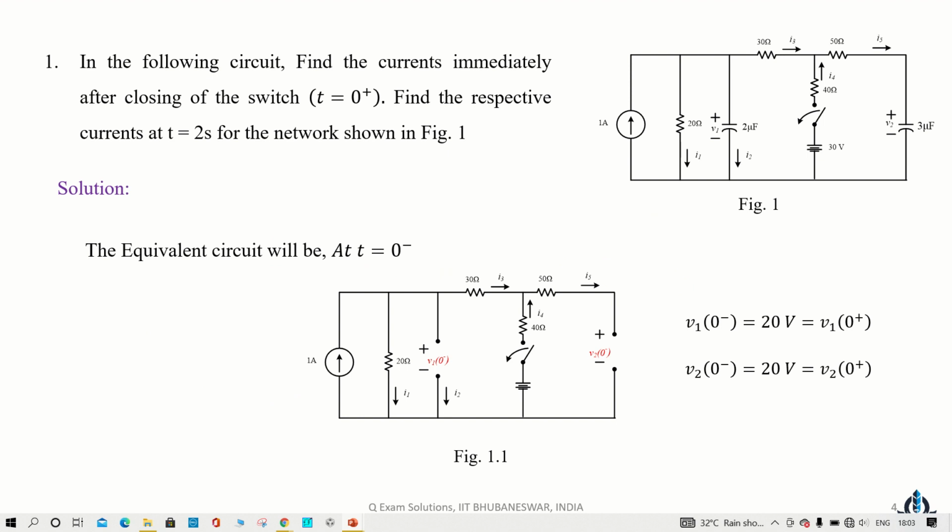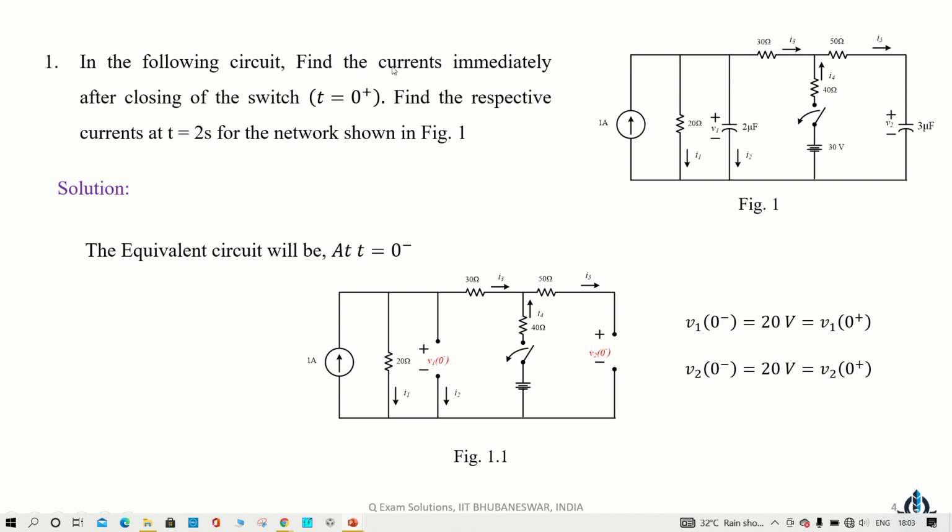This is the first question. In the following circuit, find the current immediately after closing of the switch, at t equals 0 plus. And the second one: find the respective current at t equals 2 seconds for the network shown in figure 1. This is figure 1.